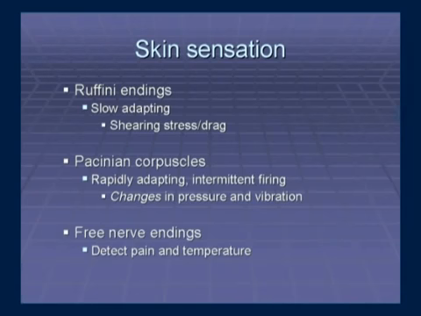Just like the Meissner's corpuscles, these are rapidly adapting and intermittently firing, so they're not constantly aware of this, but just intermittently. And then you have these free nerve endings. They're not even specialized end organs. It's literally a bunch of tiny nerves that come out into the skin of your body, and they sense basically pain and temperature. Those are called the small fibers.